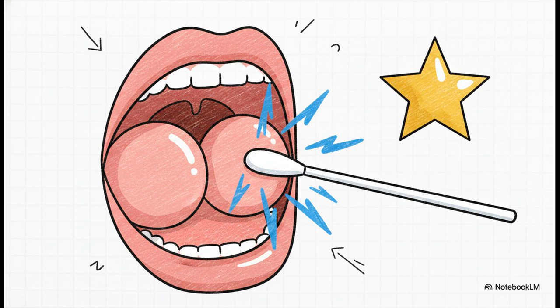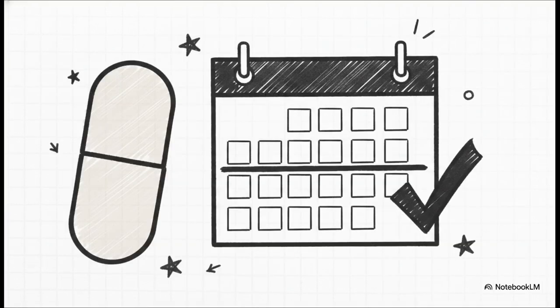You can't just lightly tap the tongue. Getting an accurate result requires vigorous swabbing of both tonsillar pillars. All right, you've got the diagnosis. Treatment typically means penicillin as your first choice.